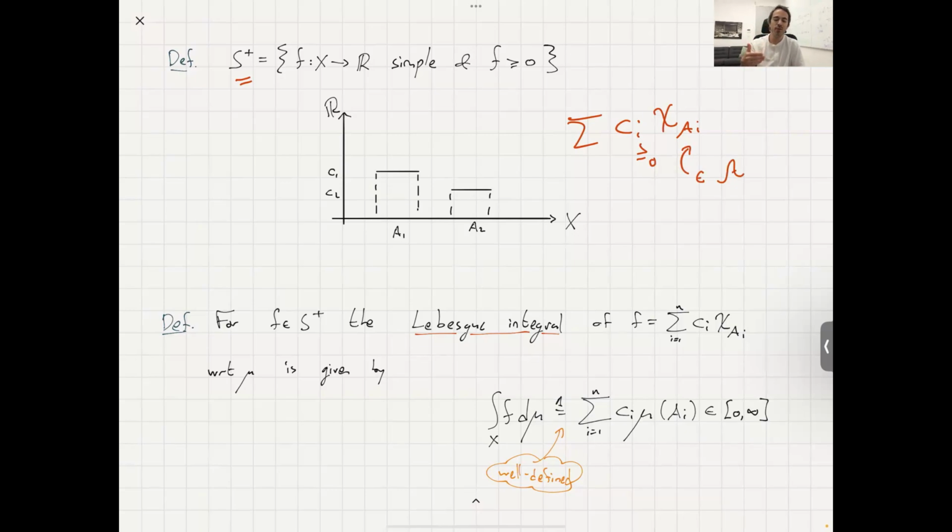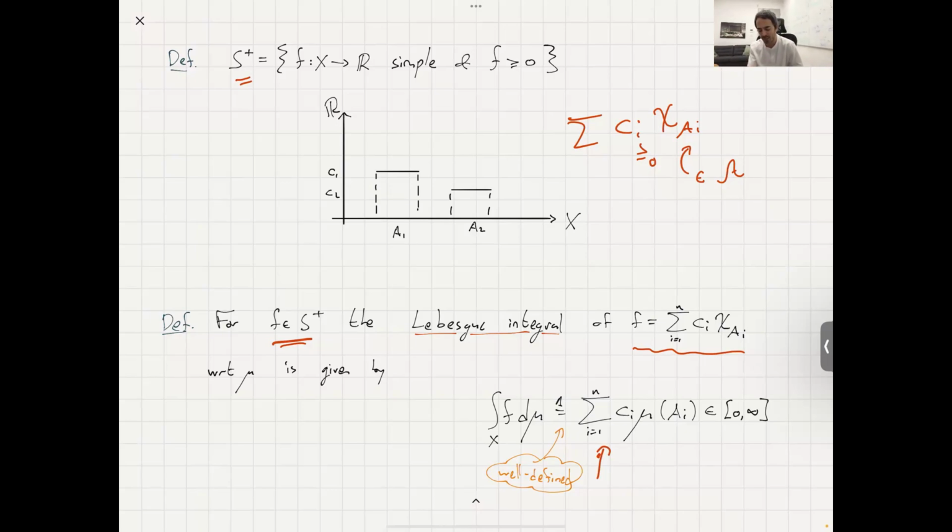So the next thing we are going to do is to define the Lebesgue integral for simple non-negative functions, for S plus, and we're going to do it in the obvious way, right? If you give me a simple non-negative function like that, then the Lebesgue integral of that function is equal to exactly what you think it is. You just sum up the c_i times the corresponding measure, mu of A_i.